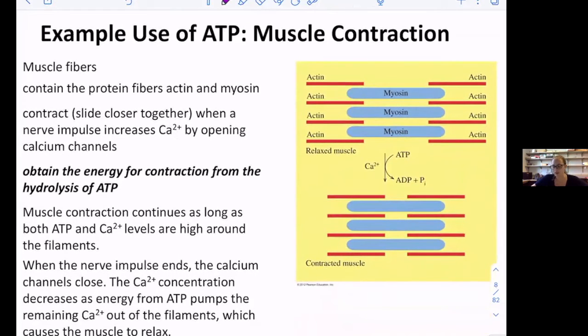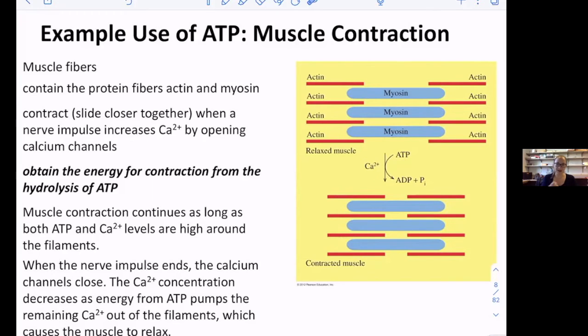So this picture here is muscle fibers. Our muscles are made of myosin and actin. Actin is kind of the glue, and myosin is like the rubber bands that actually contract. So myosin contracts, slides closer together when nerve impulses increase calcium ions by opening calcium channels.